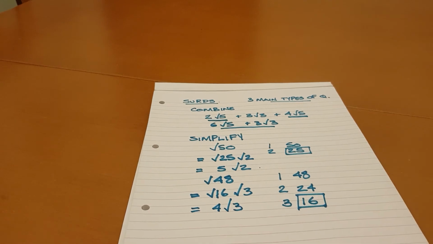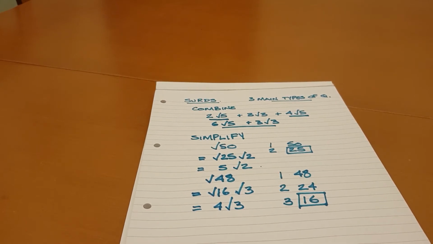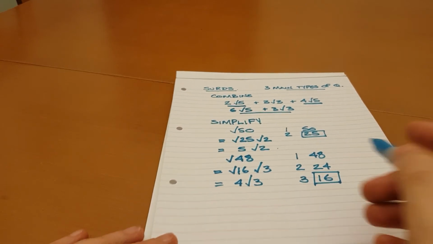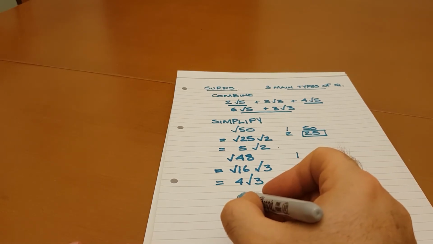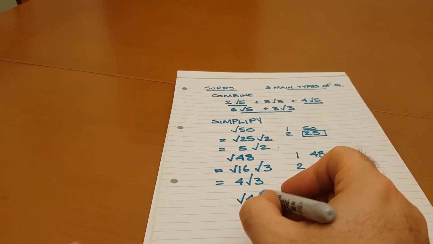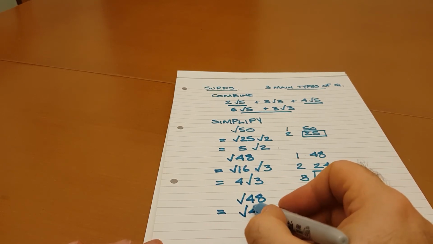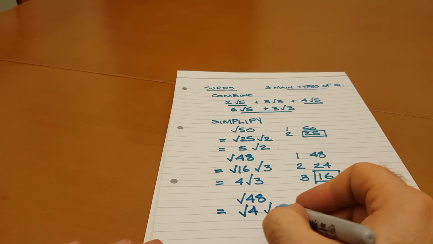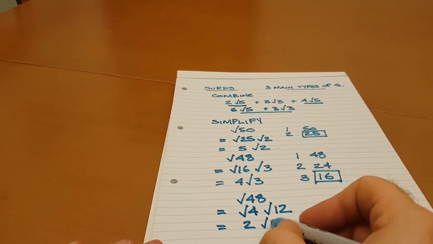Now what happens in a situation where you don't quite immediately spot that that's the biggest factor? I'm going to assume here that I haven't spotted that 16 is a square, and I've immediately spotted that 4 is in fact a square. So I'm looking for the square root of 48. That would become the square root of 4 times, well, it's 4 times 12, so the square root of 12. So that becomes 2 root 12.